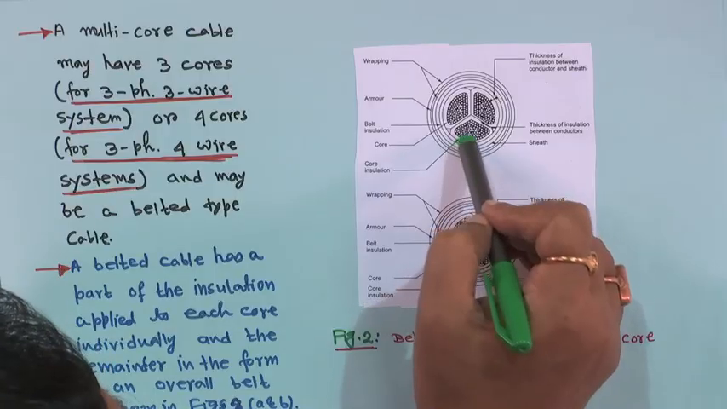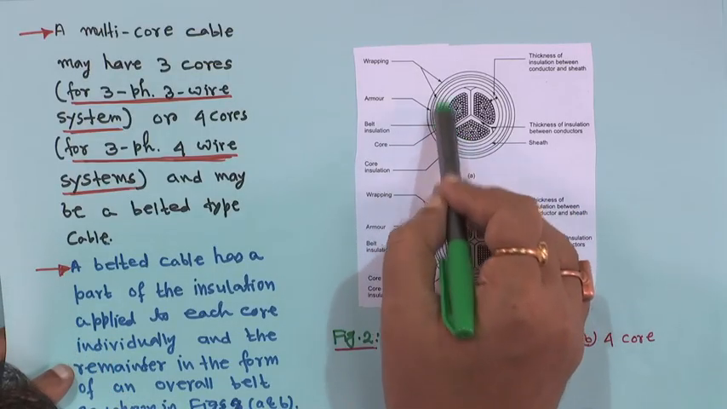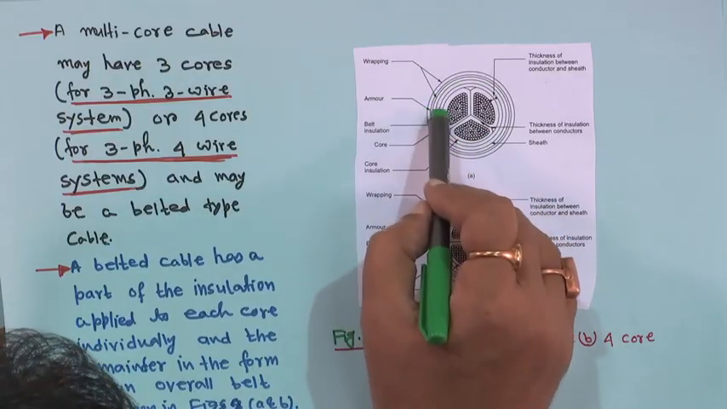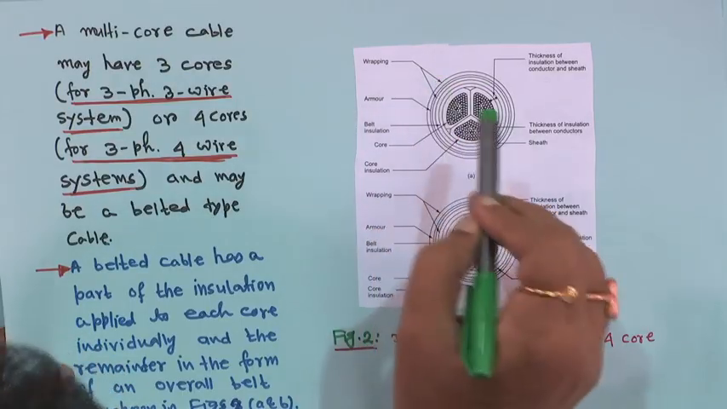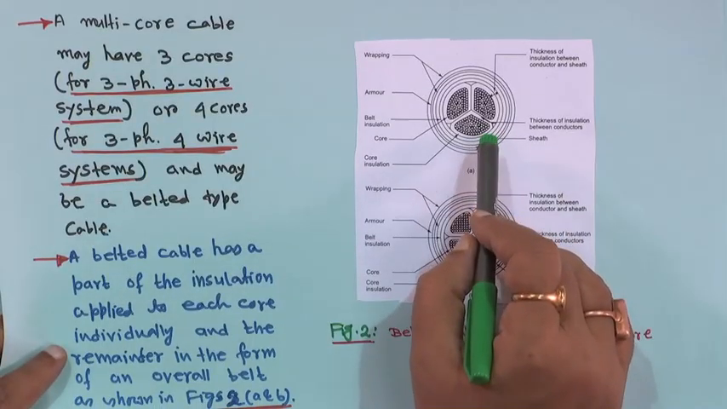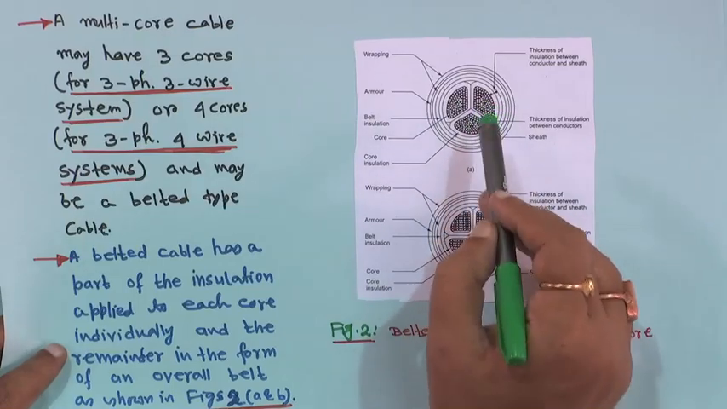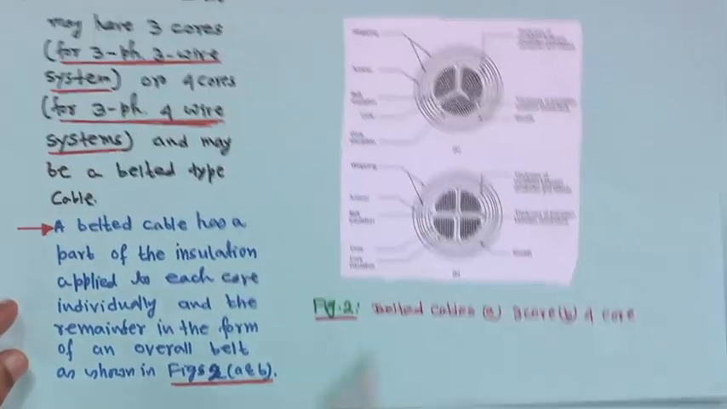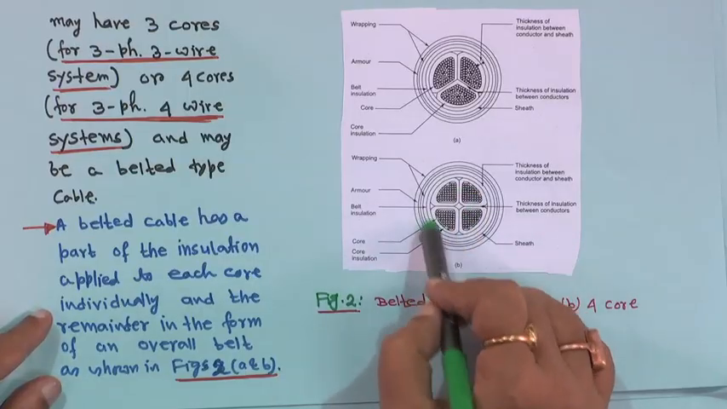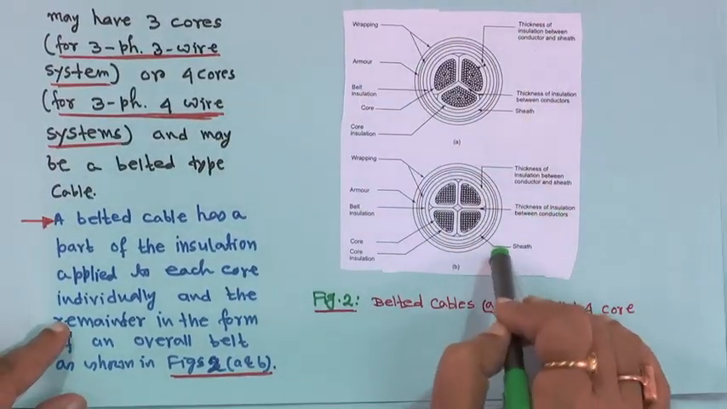Here you look, around the core the insulation is there. Then the belt insulation, I told you, around this, then the armor is there, the armor ring is there, and the wrapping. So wrapping is there. This is a 3 wire, for a 3 phase 3 wire system, this is a 3 core cable. Here it is conductors actually, the way it is shown. Next, this is 4 core. So there are 4 cores and the philosophy remains the same. All the things whatever I said, the same thing is here.